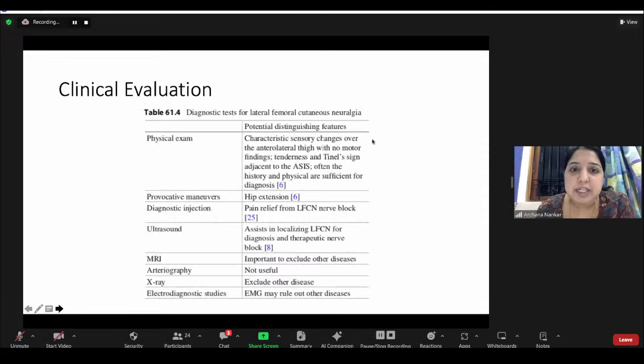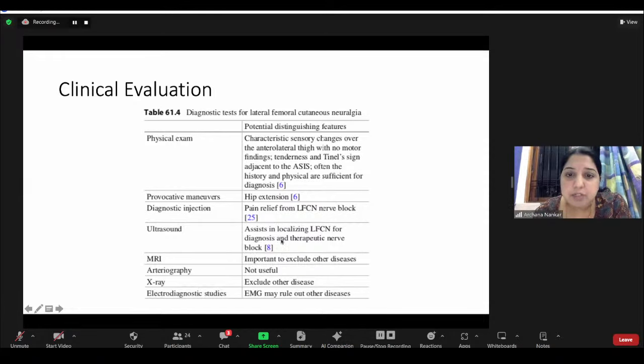So how will you clinically evaluate? Mainly physical exam and history are the main thing in the clinical evaluation. There will be characteristic sensory changes over the anterolateral thigh with no motor findings. There will be tenderness and Tinel sign adjacent to the ASIS. Often the history and physical are sufficient. Provocative maneuver is hip extension. Then a diagnostic injection. Sometimes you need to give a diagnostic injection to confirm the diagnosis.